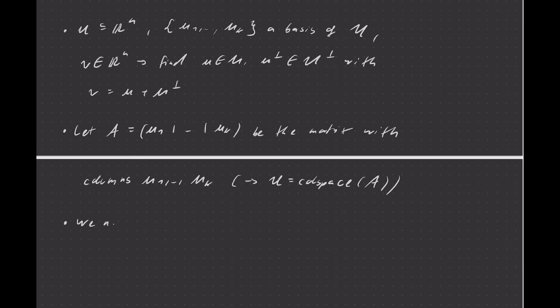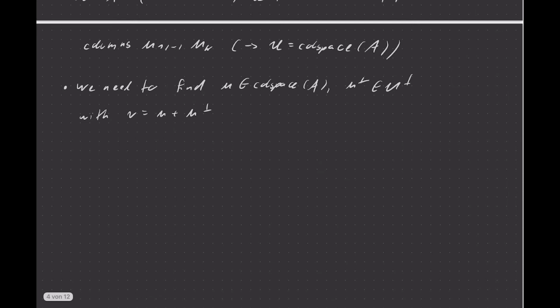So we need to find u in this column space of A and u ortho in U ortho with v equals u plus u ortho. The column space is described as the set of linear combinations of the columns of A. So what we can also do is try to find the right coefficients to get this vector u.